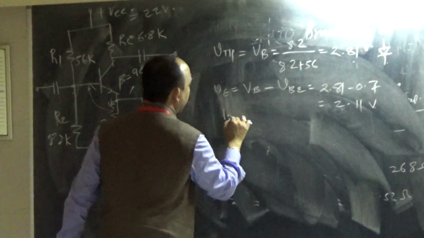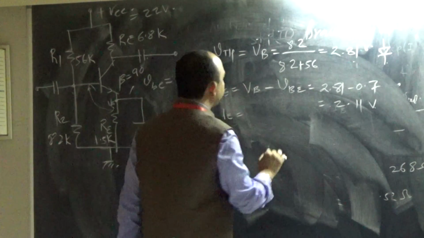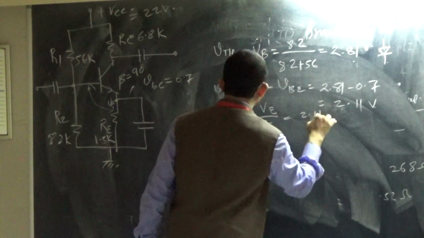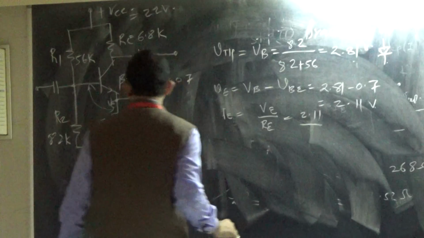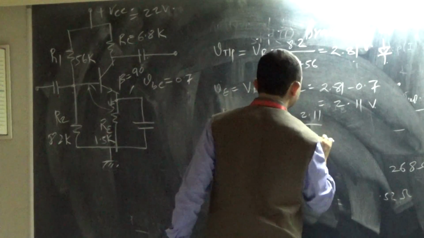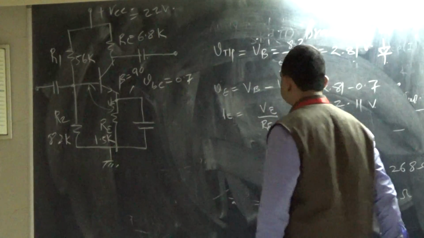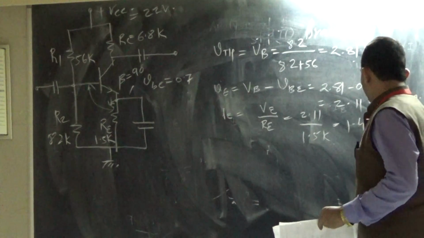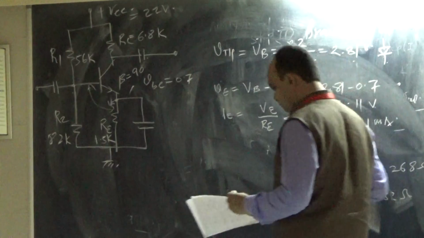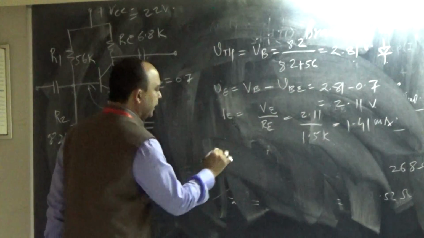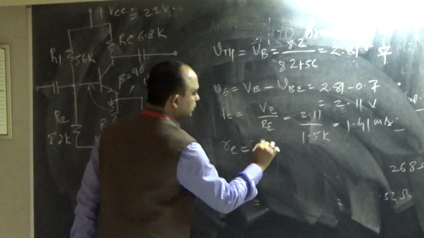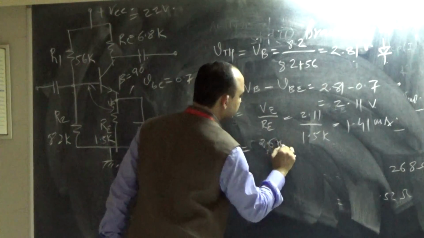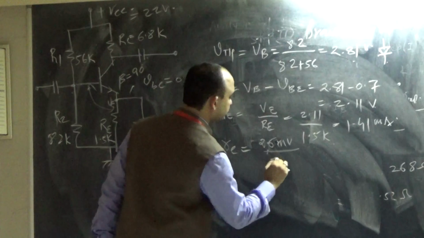Can I find out IE? How can I find out IE? VE upon RE. That is 2.11 divided by RE 1.5K. And once I get IE, I can find out re. 26 millivolt.